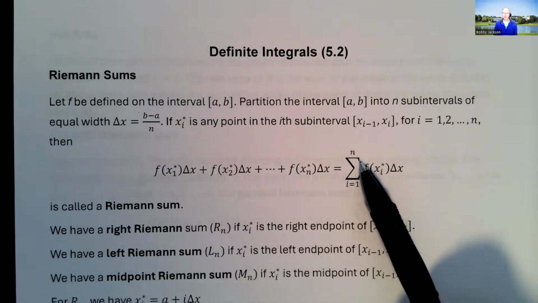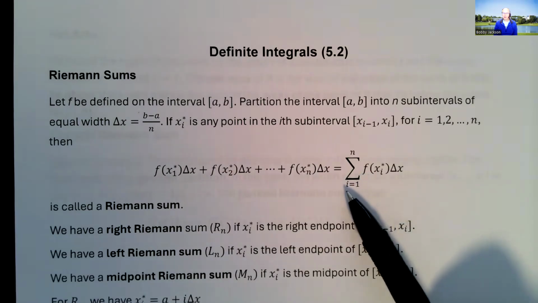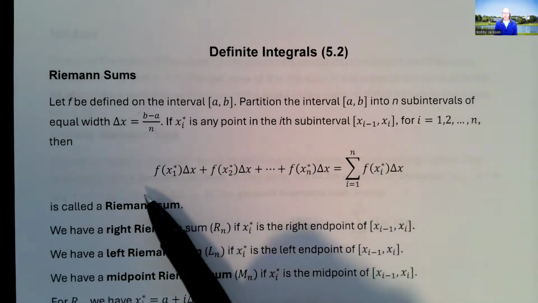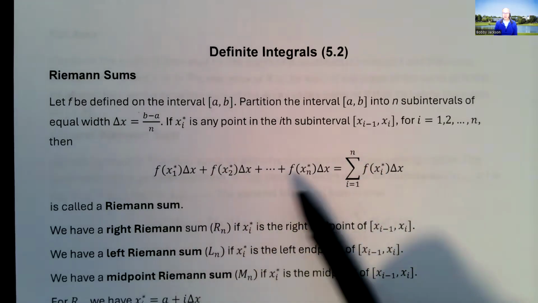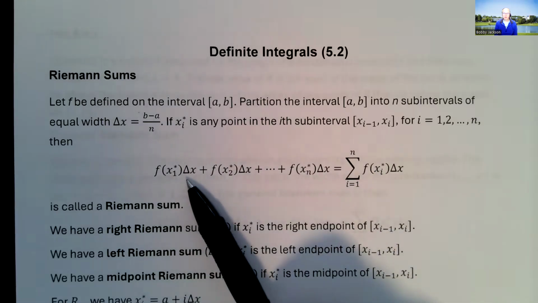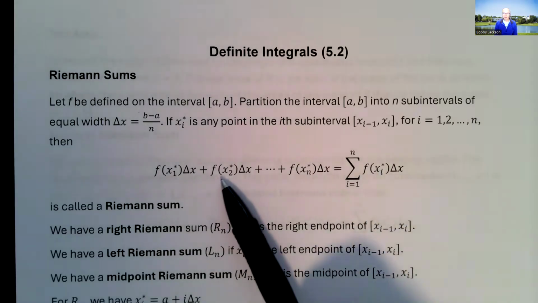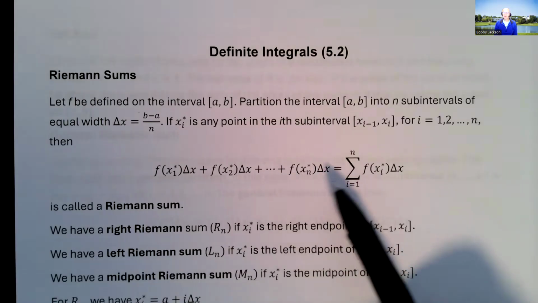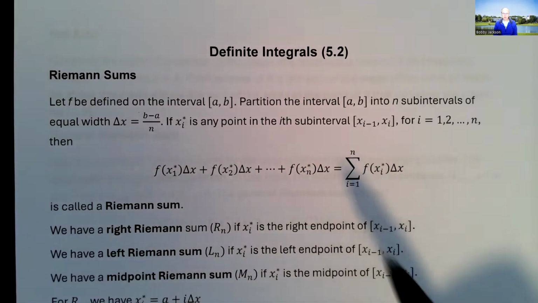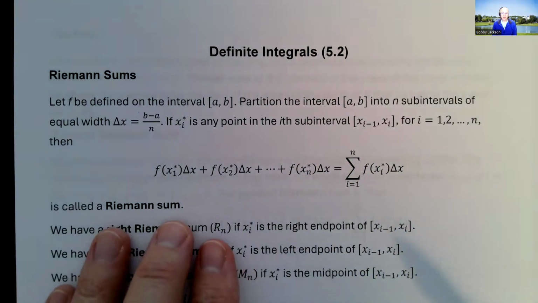Now, this is summation notation. The capital sigma means summation. We're summing from i, which is what we call the index of summation. i starts at 1 here and ends at n. And this increments by 1, and this is essentially the same thing as what we have over here. When i is 1, I get f of x sub 1 star times delta x. Then when i is 2, I've got this one. And when i is 3, the next one, and so on, all the way to when we stop at i equals n, we get this one. And then we add them all up. That's what the summation means. Okay, so that's a Riemann sum.